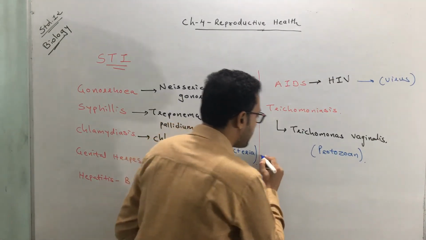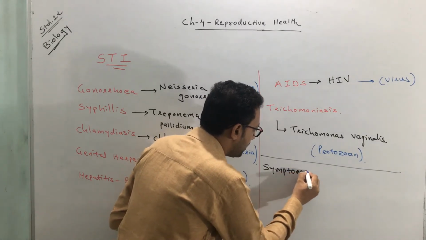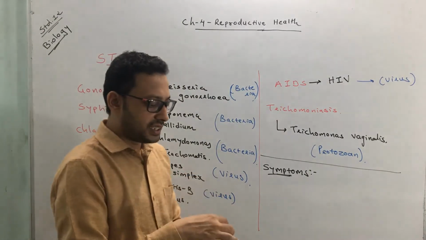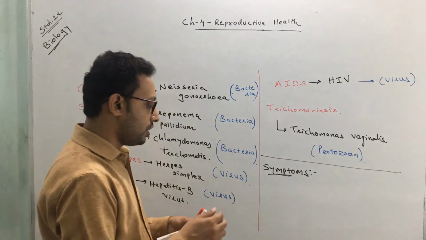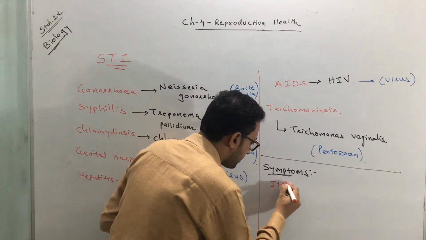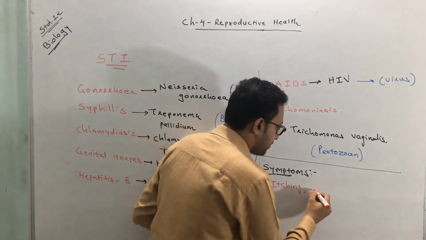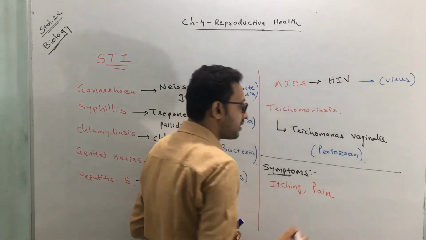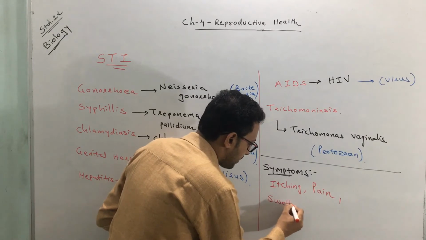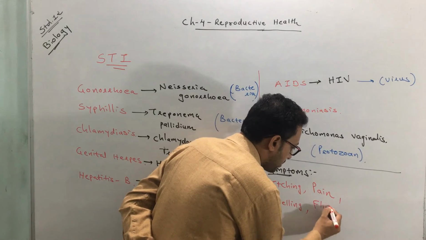So what are the common symptoms? I will list down the usual symptoms that can be seen in sexually transmitted infections. The usual symptoms are itching. Next symptom is pain. The next symptom is swelling. Next symptom is fluid discharge.